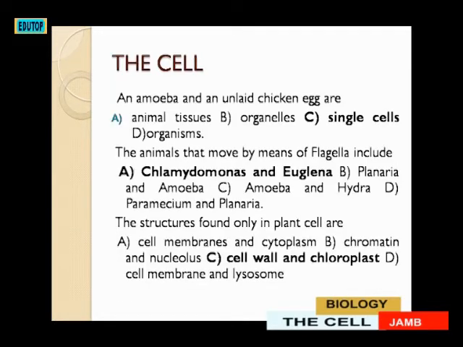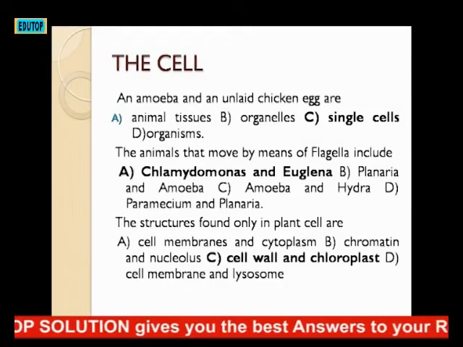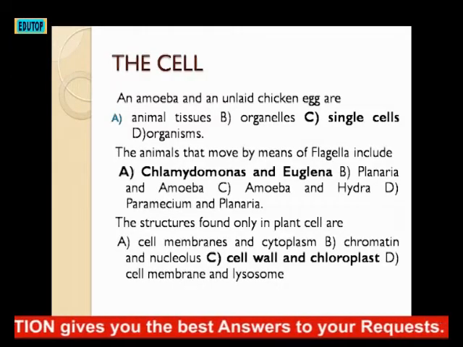The next question, we have an amoeba and a laid chicken egg. These I've said earlier, it's a repeated question. Animal tissue, organelle, single cell, and organism. The beauty of this class is that once you are familiar with it, in fact, you don't need to think about the answer before you just answer. Like this one, we've done it earlier. So the answer is C, single cell. Amoeba and laid chicken egg, they are single cell.